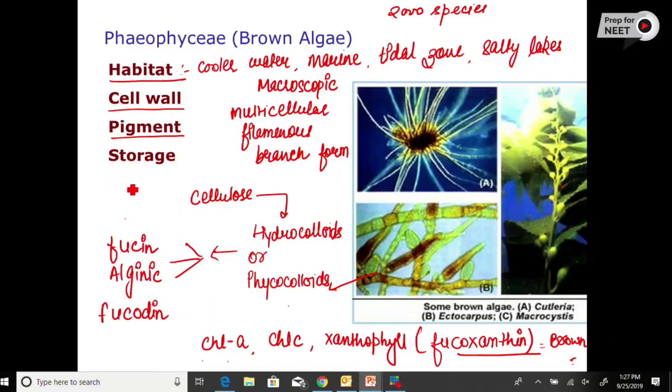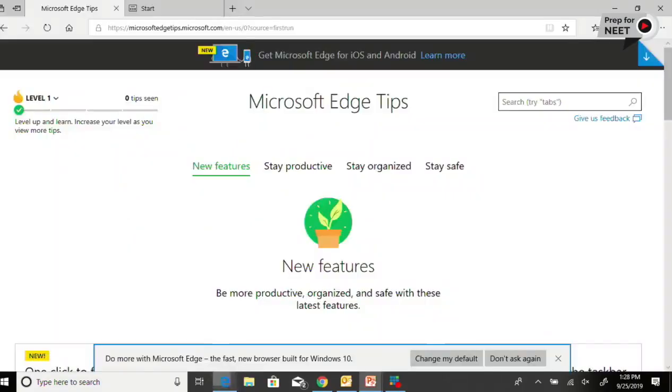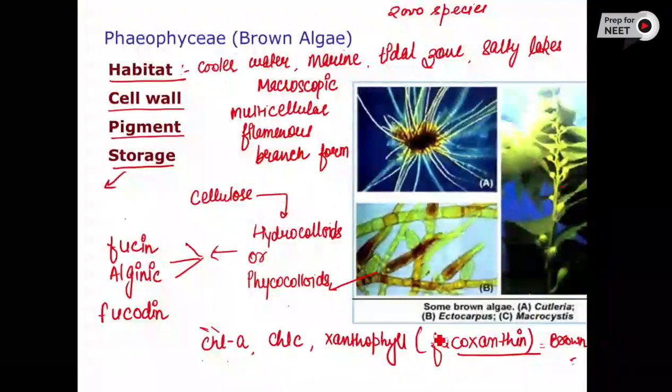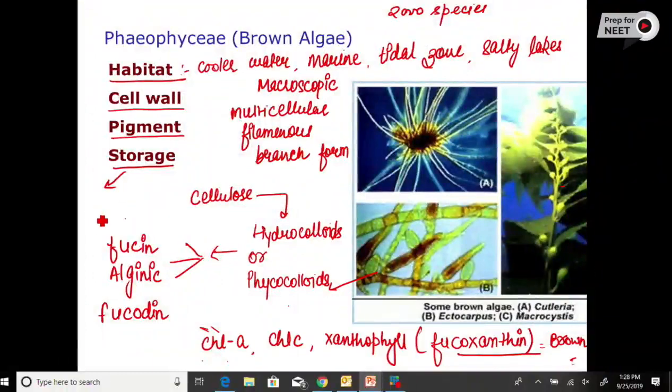If we talk about storage, since they can synthesize their food on their own, the food is stored in the form of different derivatives of carbohydrate like mannitol and sorbitol. Right. So this is the storage which is present in brown alga.